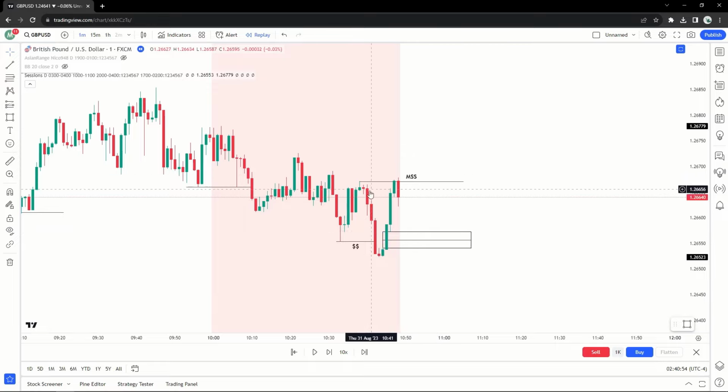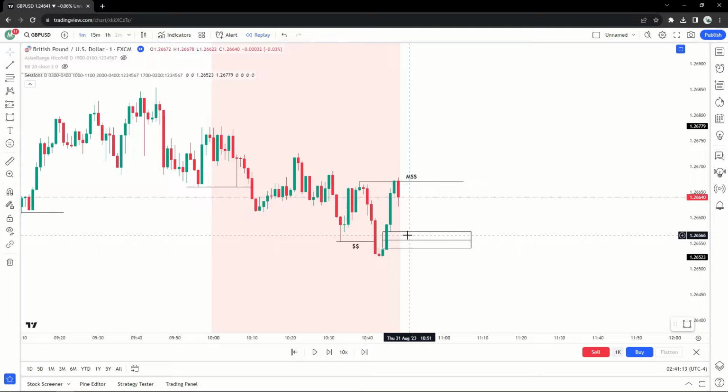Again, why is this valid? This is valid because it had a strong move up. Okay, this is a displacement because the candles are big. It's a series of big candles that broke market structure shift. Okay, so this is a completely valid imbalance, and we are also looking to buy the market because we had sell side liquidity being taken.